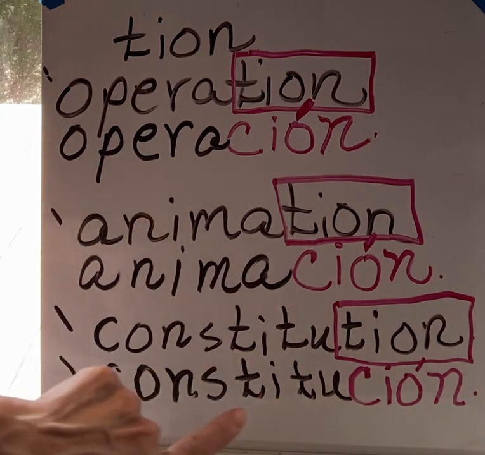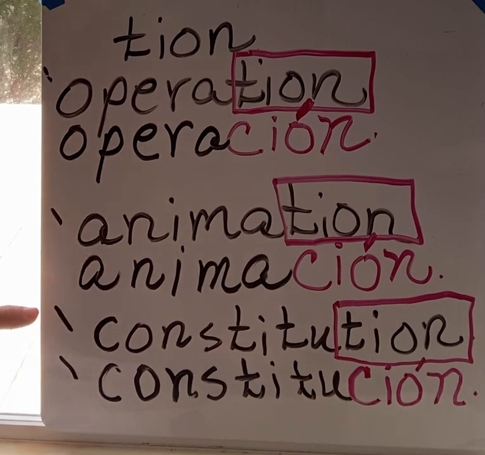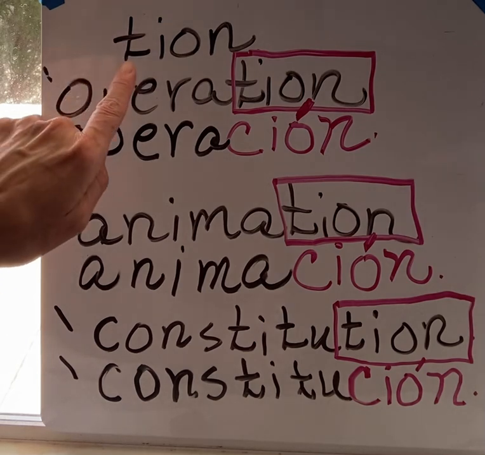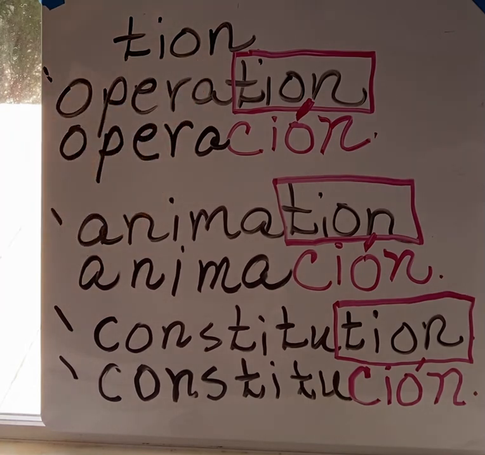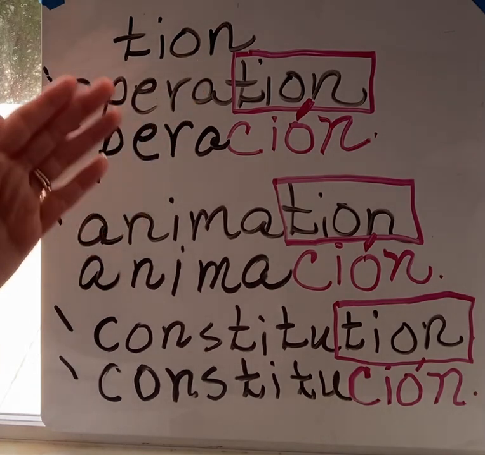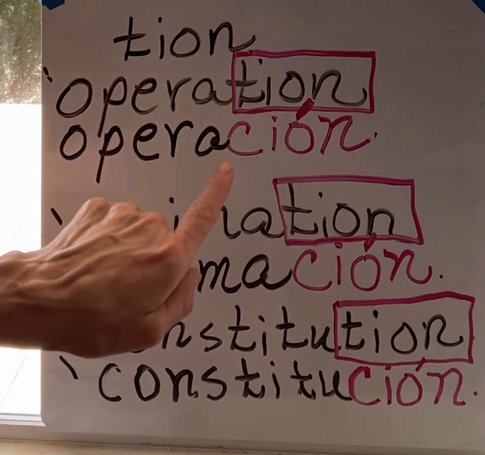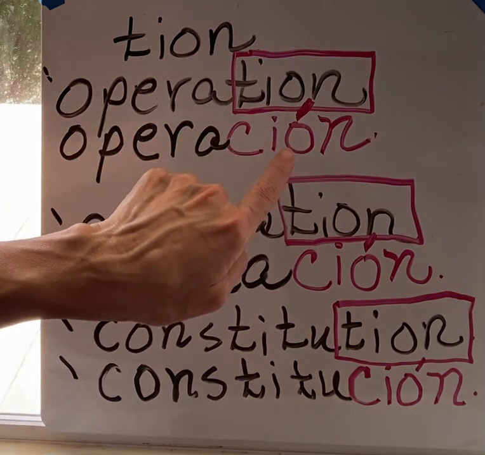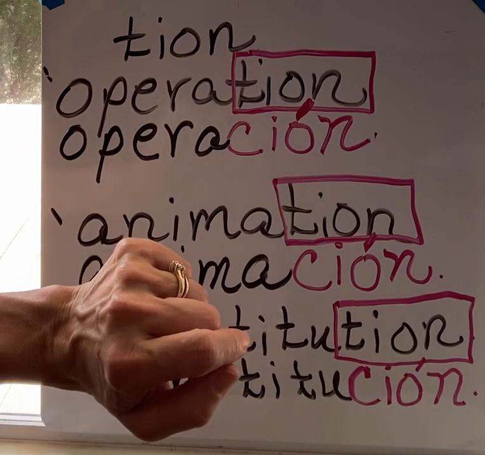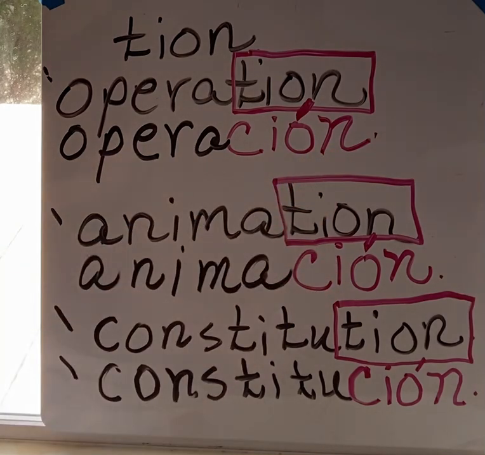Constitución. Constitución is constitution. And that is how simple it is to change a noun that ends with tion in English into the Spanish word. Just change your T to a C, follow with your I, follow with the O, and place a tilde on top of that, and finish it up with the N.